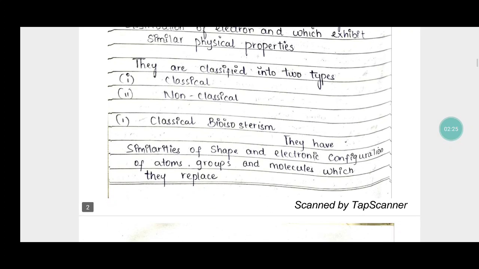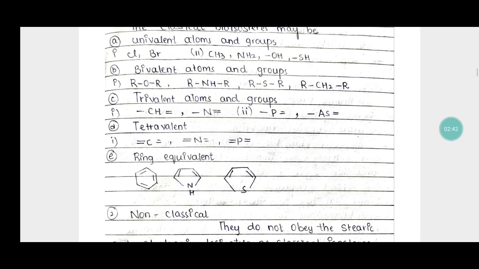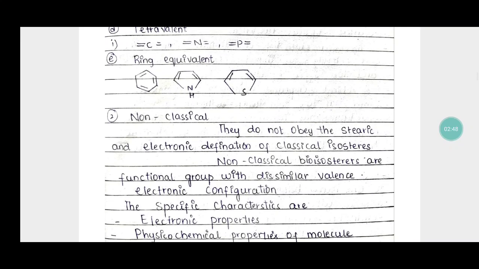So the classical bioisosteres have similarities of shape, size and electronic configuration of the atom, group or molecule which they replace. So the classical bioisosteres may be univalent, bivalent, trivalent, tetravalent or ring equivalent.